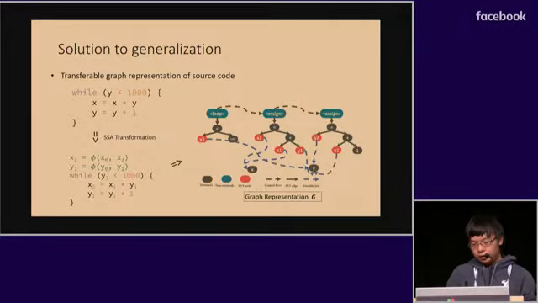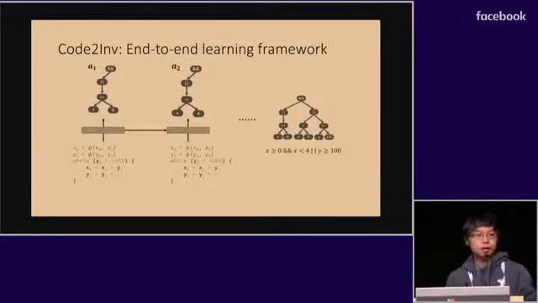To solve the generalization issue, here we propose a graph representation module. Using graph neural networks, one can get a transferable representation of the source code. This is the overall framework of our proposed code-to-environment. In each step, the agent will propose a predicate, which is part of the solution. And in addition to the final smoothed reward we just talked about, we also added additional intermediate rewards to guarantee the proposed predicates are valid.